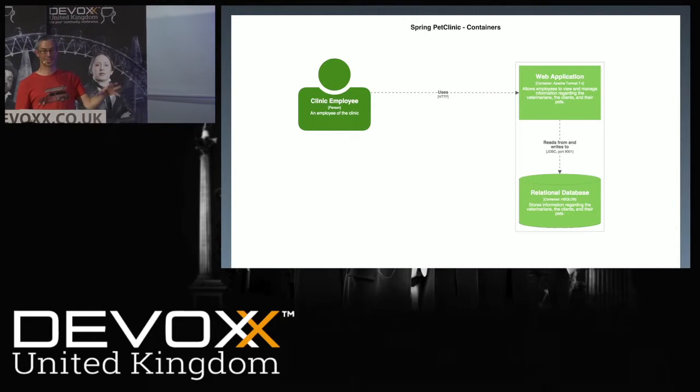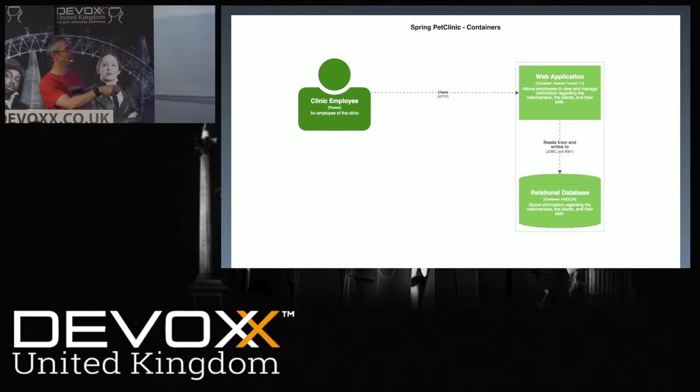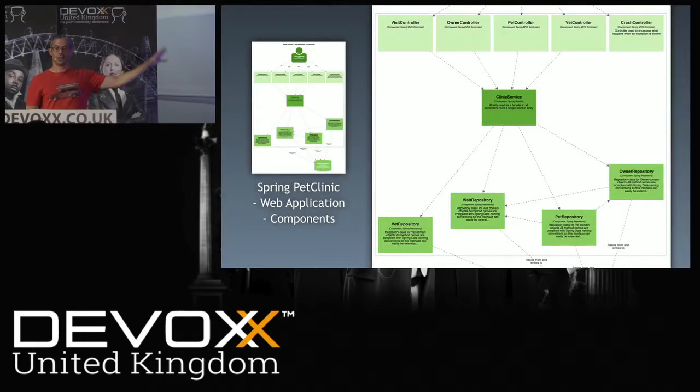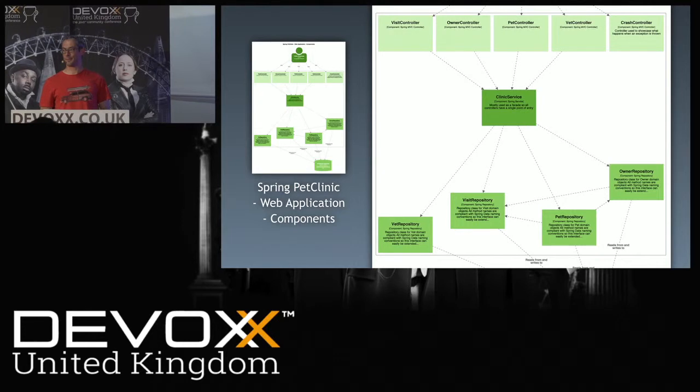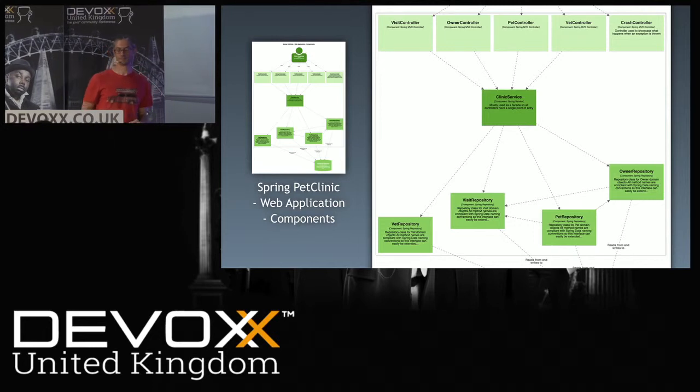This is my containers diagram. It's the employee using the web app talking to the database. Again, all of this stuff was in the code I just showed you. And that's the component diagram I showed you before. So it's pulled all of the components and the Javadoc and wired everything together. That's the Spring story. Spring's nice and easy in that respect.